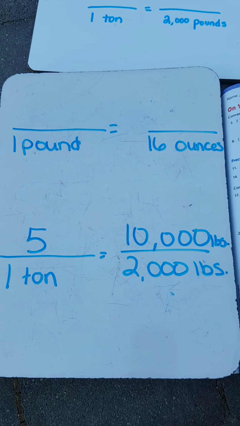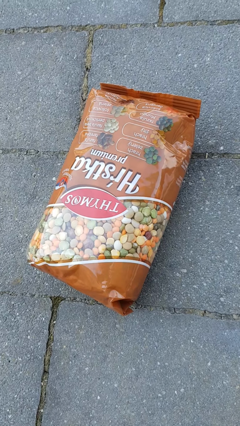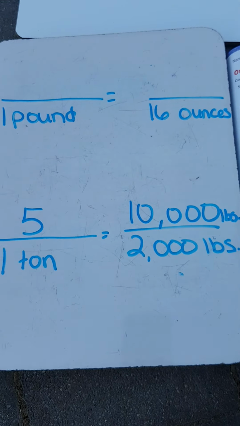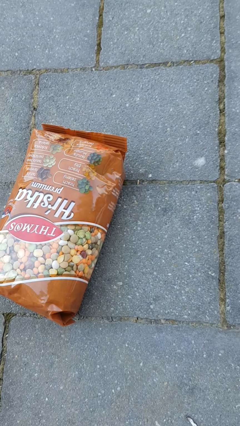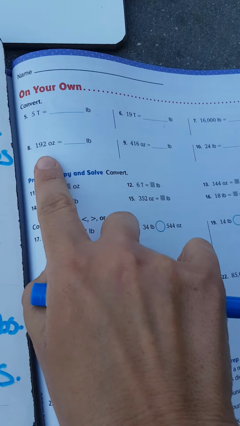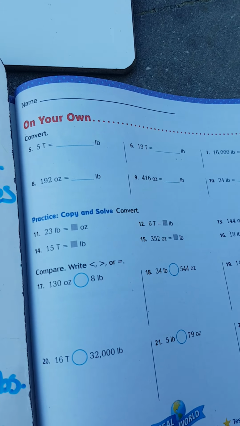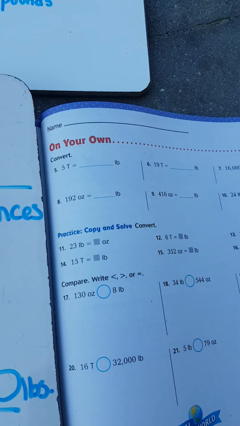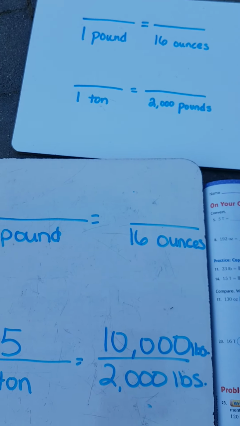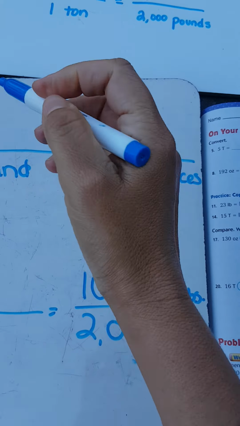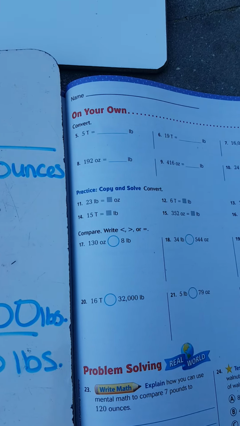1 ton is equal to 2,000 of these. 5 tons is working to 10,000 of these. Let's look at number 8. This one talks about ounces to pounds. Ounces to pounds. So I have, let's see, it says 192 ounces.